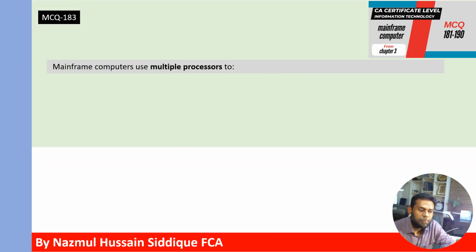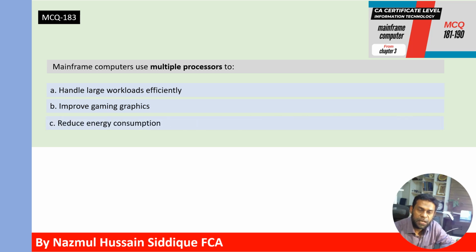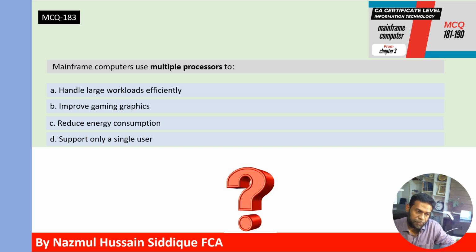Next question. Mainframe computers use multiple processors to do what? Option A, handle large workloads efficiently. Option B, improve gaming graphics. Option C, reduce energy consumption. Option D, support only a single user. Which one is the correct answer? Option A is the correct answer. Mainframe computers use multiple processors to handle large workloads efficiently.